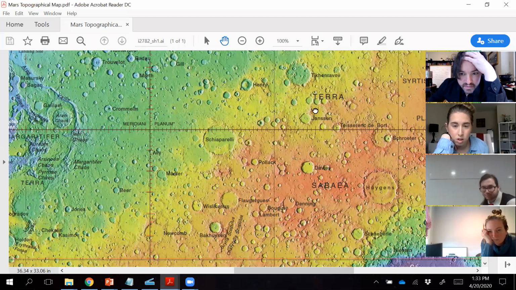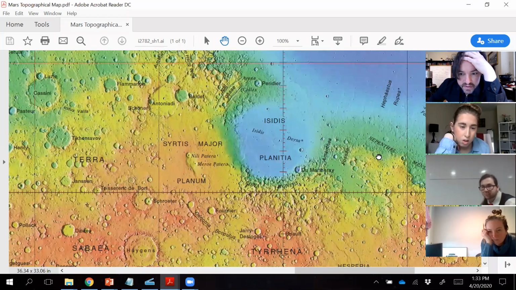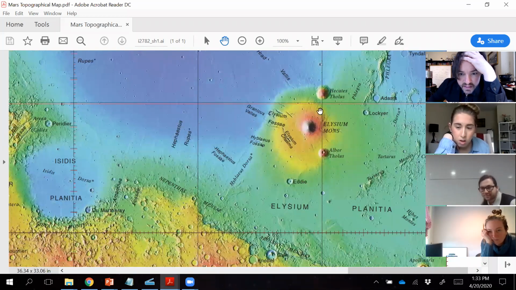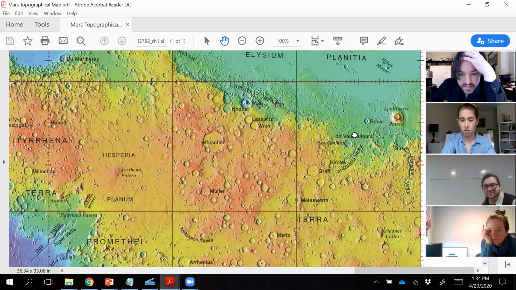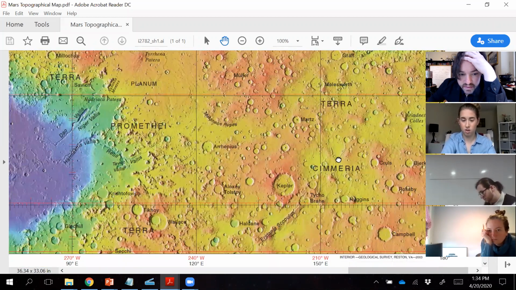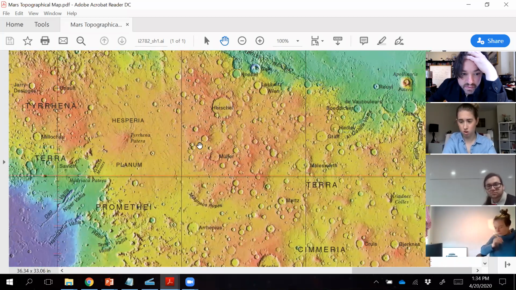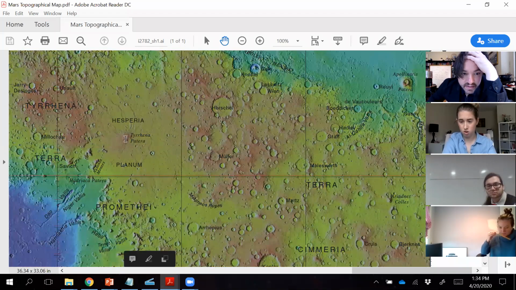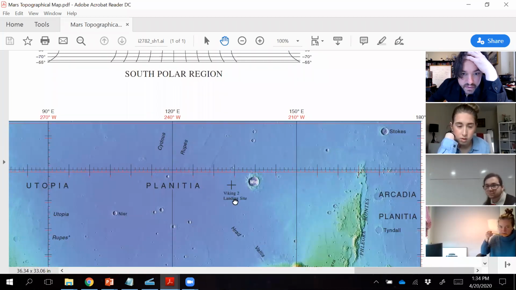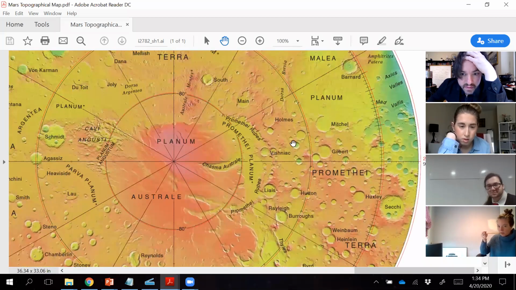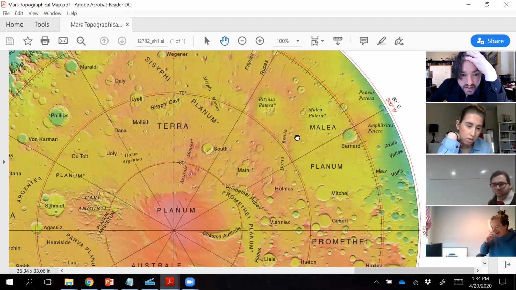Oops, sorry, I'm on 12. All right, we'll call this 13. There's a bunch over here. 14, 15, 16, 17. If you look at the poles, you can even see some in the south poles. Oh, 18. There's 18. To the poles. Oh, wow. 19, 20, 21.